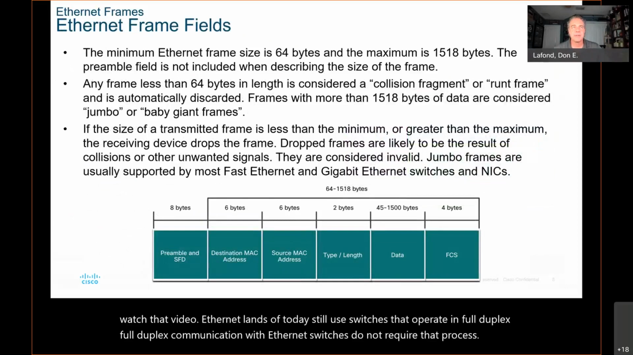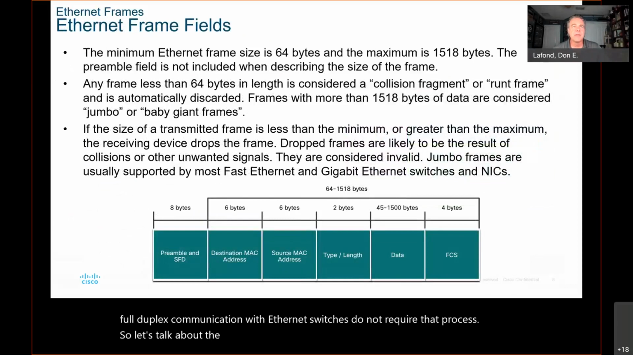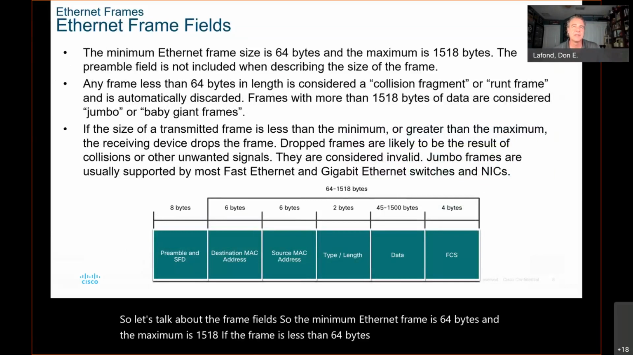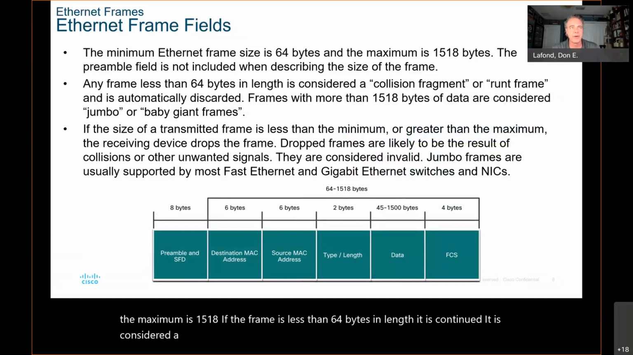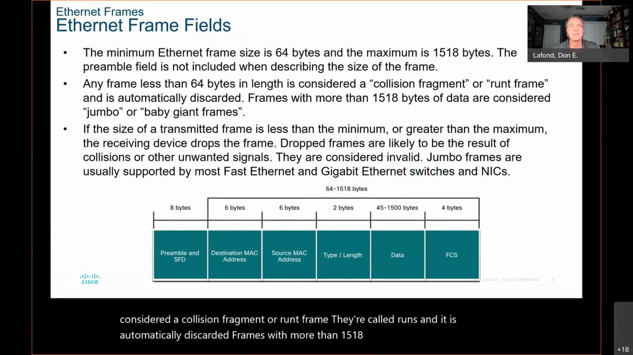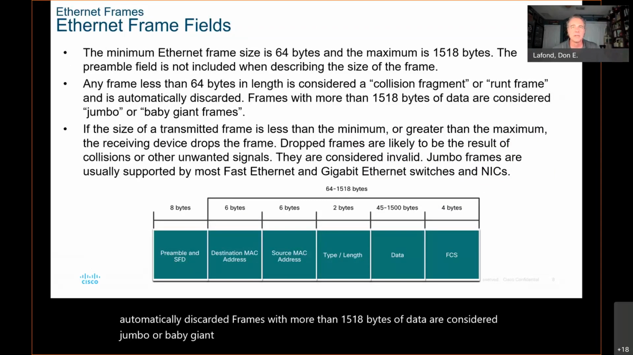So let's talk about the frame fields. The minimum Ethernet frame is 64 bytes, and the maximum is 1518. If the frame is less than 64 bytes in length, it is considered a collision fragment or runt frame. They're called runts, and it is automatically discarded. Frames with more than 1518 bytes of data are considered jumbo or baby giant frames, and they are also just discarded.